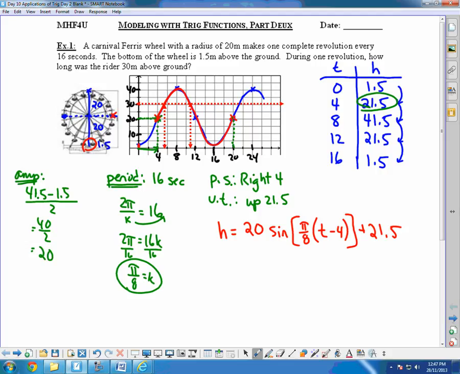So all this work, this is the hard part. Taking the scenario, reading the information here, understanding the picture, and coming up with the table or the graph. Those are just meant to help you so you can come up with the equation. The equation is the best representation of this scenario. Now I can use this equation to answer our question. How long are they up 30 meters? So the first thing I do is figure out this spot right here. The first spot where I hit 30 meters. So I'm going to sub in h equals 30.